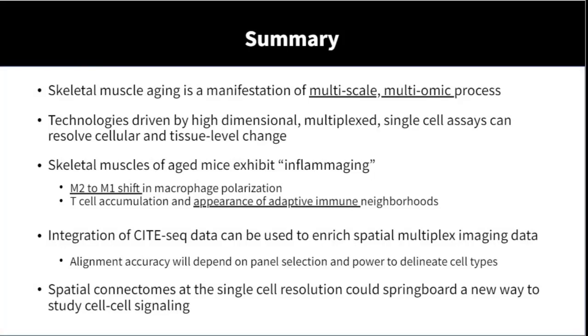But what I've shown you today is that skeletal muscle is a manifestation of multi-scale and multi-omic processes, including metabolic changes in prostaglandins, cell type composition changes, and tissue organizational changes. I've introduced you to a couple of technologies of how to study high-dimensional multiplex single-cell assays to understand these tissue-level changes, and then also integrating CITE-seq data to enrich our understanding of how cell-cell interactions could be studied with spatial context. And so looking at space and using that as a platform to identify cell-cell signaling.